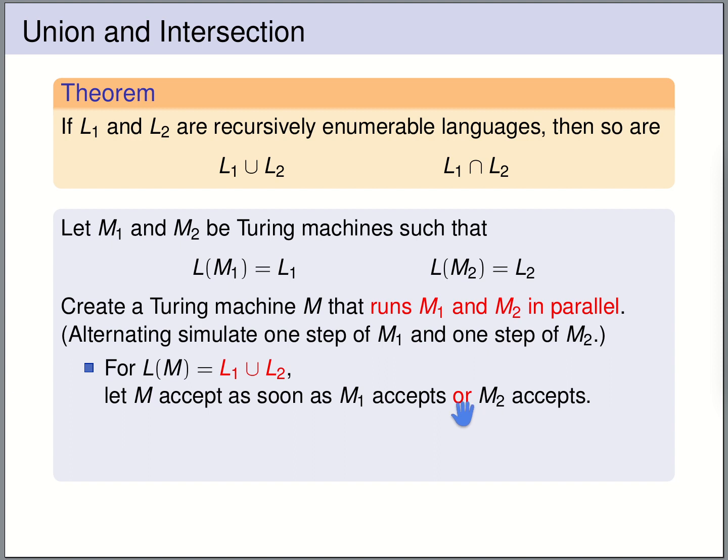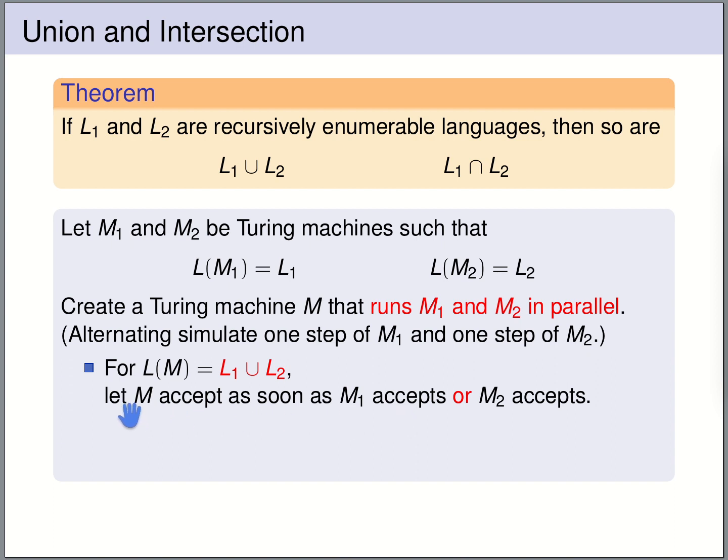If we do this, we get that M accepts the union of the two languages, because M runs these machines M1 and M2 in parallel. When is a word in the union of the languages? If it is in at least one of the languages, that means that at least one of these accepts. And if one of these accepts, M accepts.